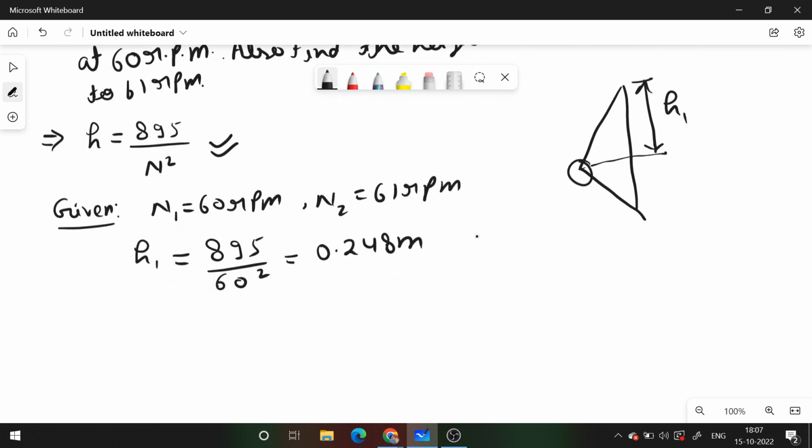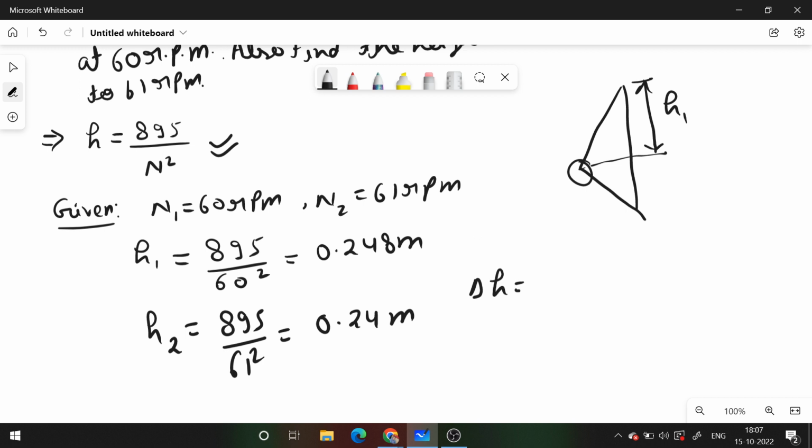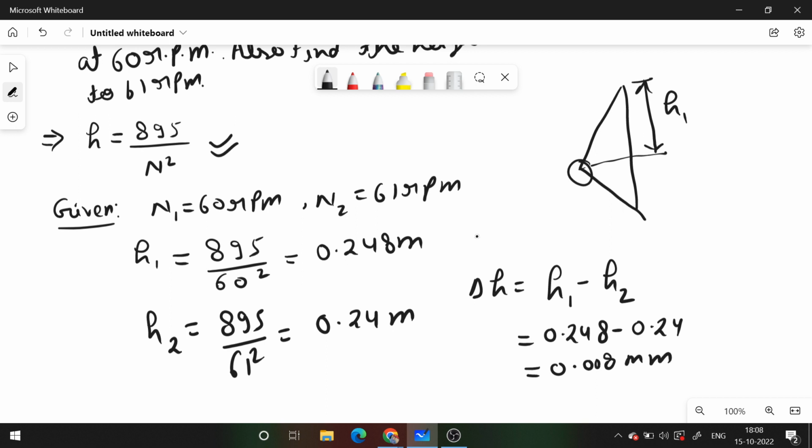Now height of the governor when its speed is 61 rotation per minute will be equal to 0.24 meters. Now the change in height will be equal to h1 minus h2. It means 0.248 minus 0.24. The change in height will be 0.008 meters, sorry, not mm, meters, or 8 mm. Okay, clear?